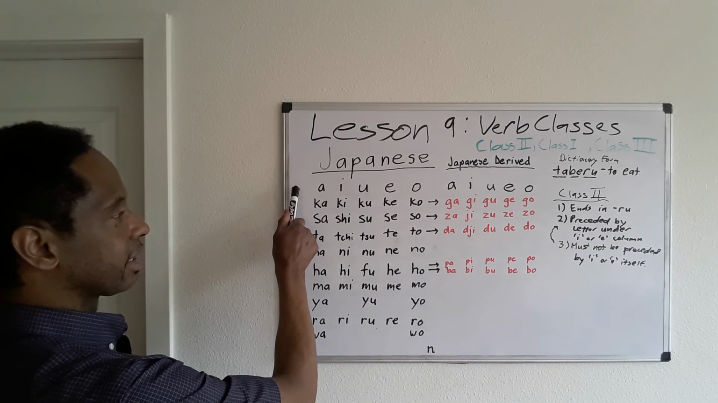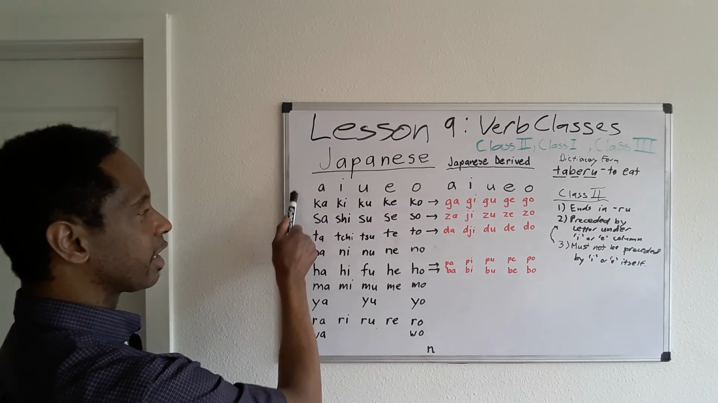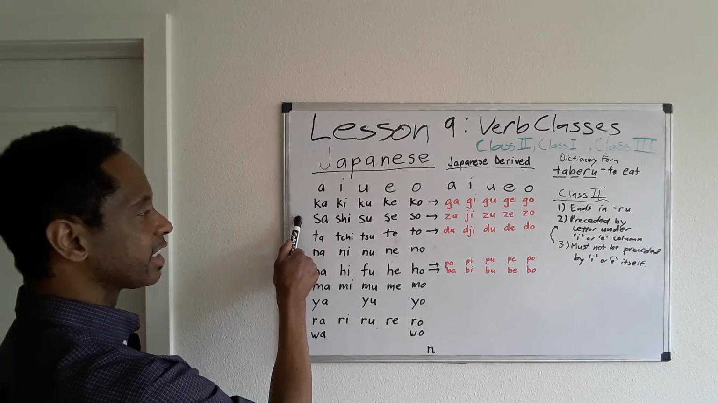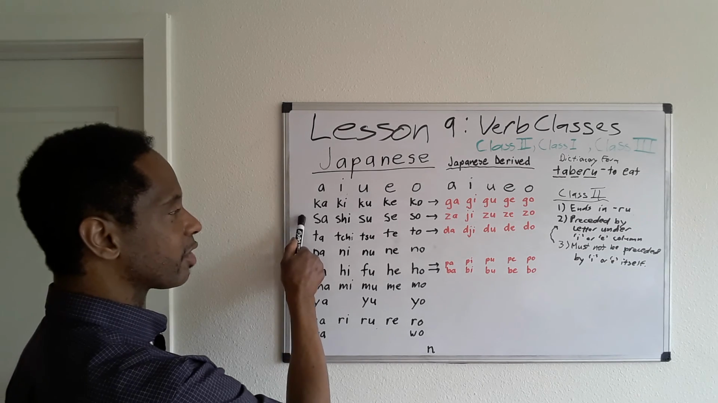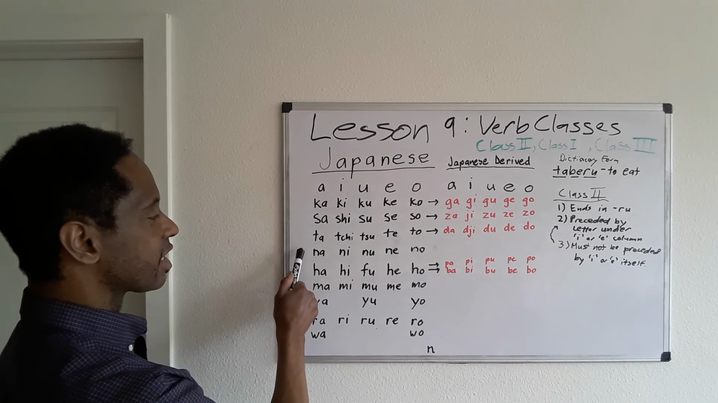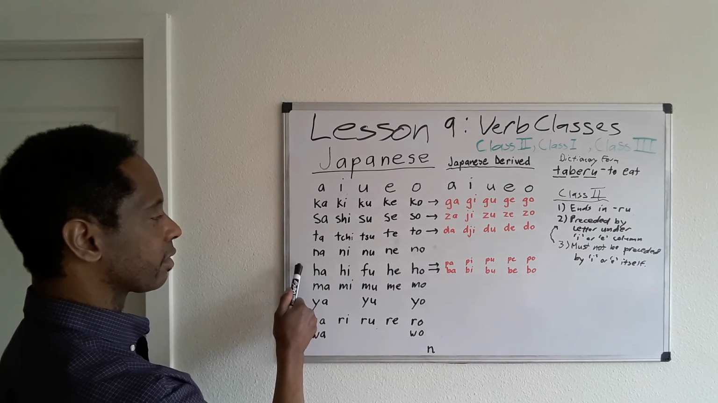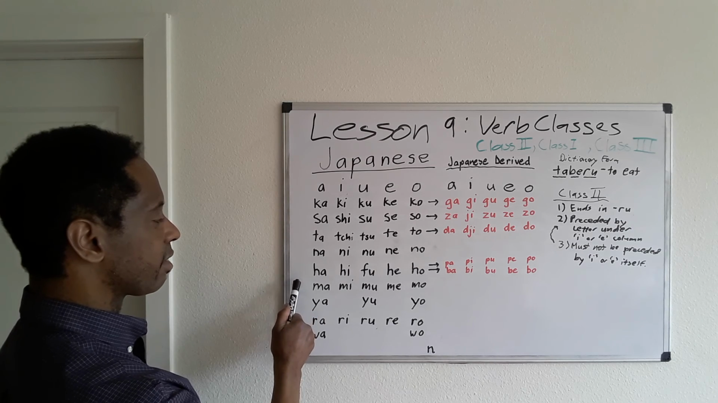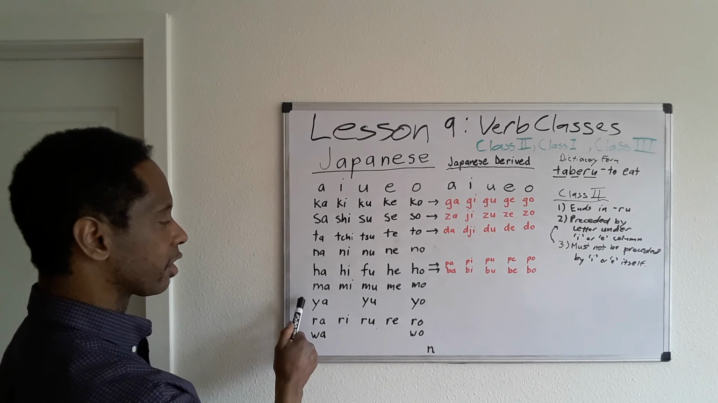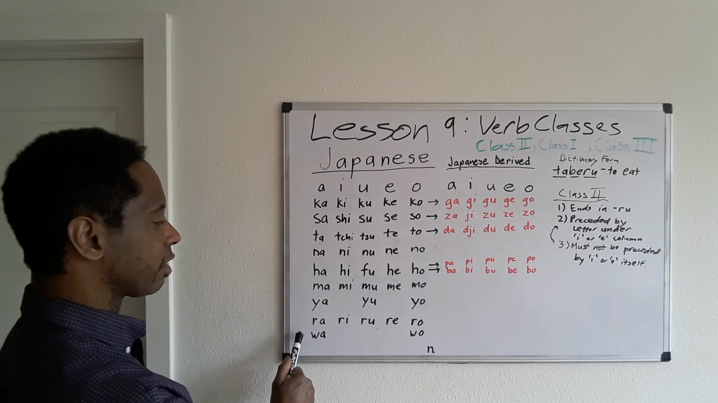Okay, let's start here. A, I, U, E, O. Ka, ki, ku, ke, ko. Sa, shi, su, se, so. Ta, chi, tsu, te, to. Na, ni, nu, ne, no. Ha, hi, hu, he, ho. Ma, mi, mu, me, mo. Ya, yu, yo. Ra, ri, ru, re, ro. Wa, wo.